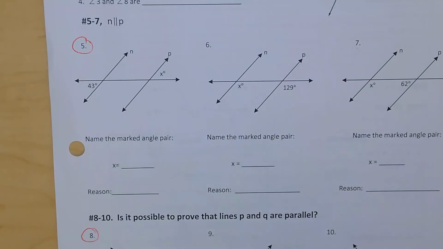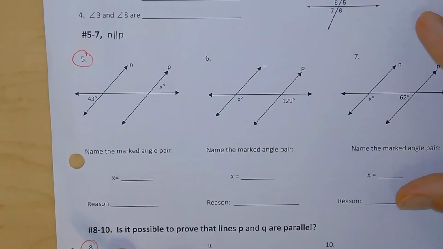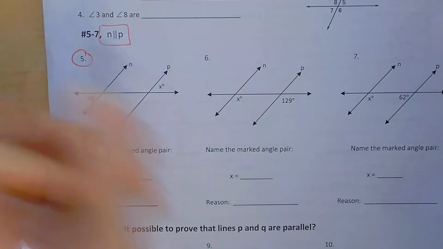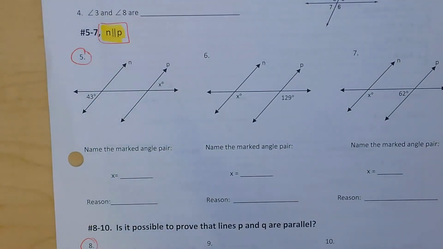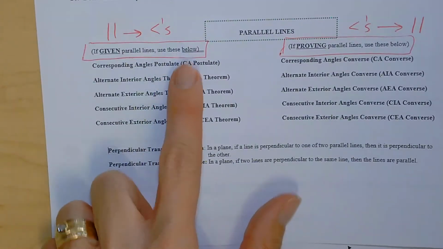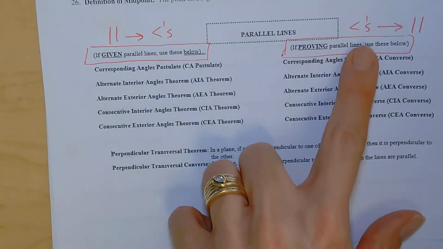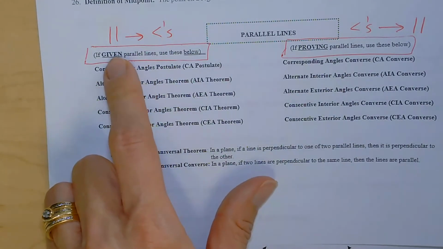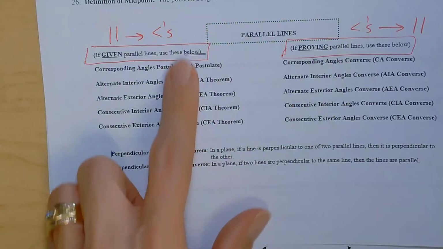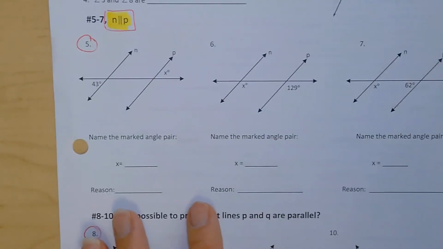Okay? So in number 5, the first thing I want you to notice is I gave you parallel lines. So I want to ask you on your cheat sheet, do you think if I give you parallel lines, you'll be using the theorems, or do you think you'll be using the converses? The idea is if I give you parallel, given parallel, you'll be listing the theorems out. Okay, so let's look at number 5.